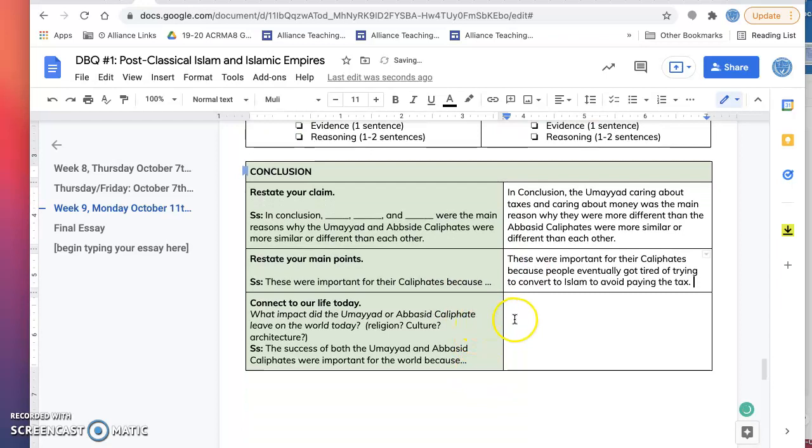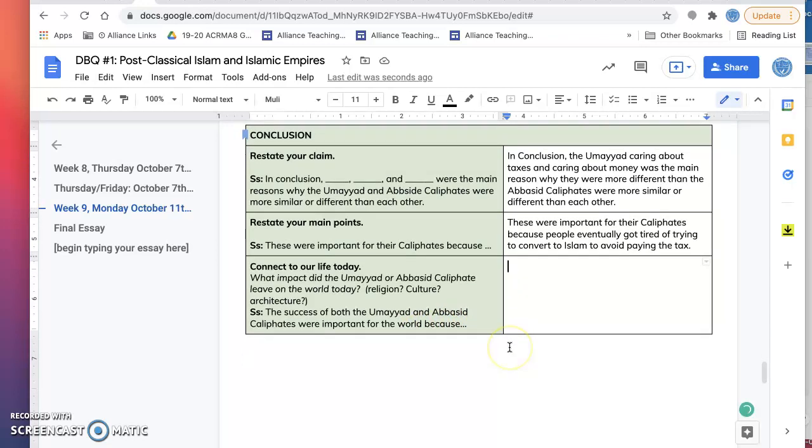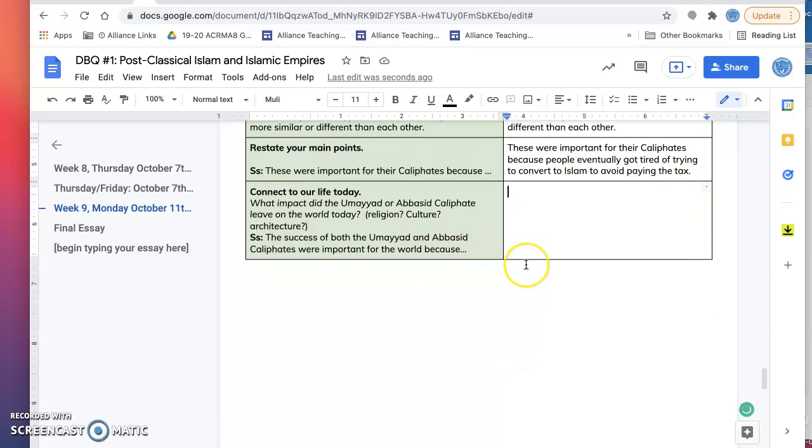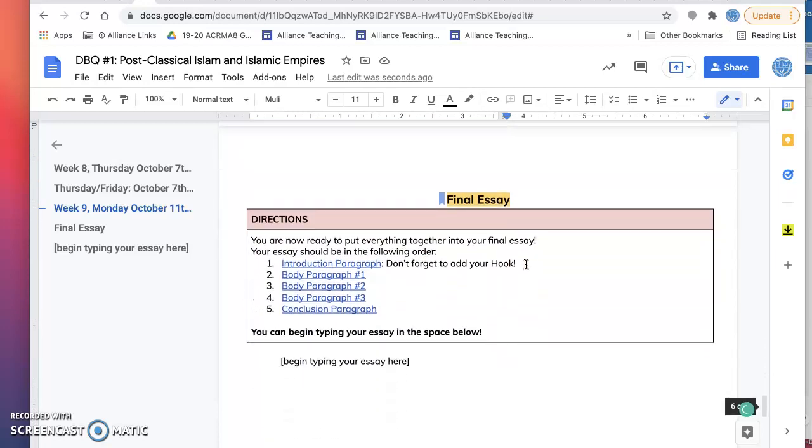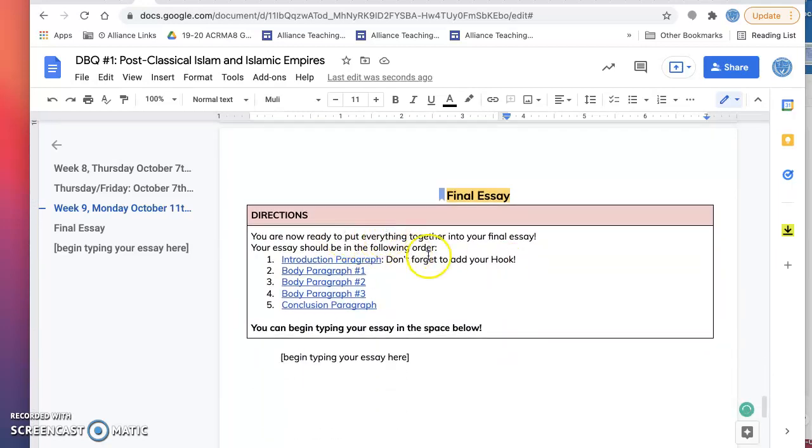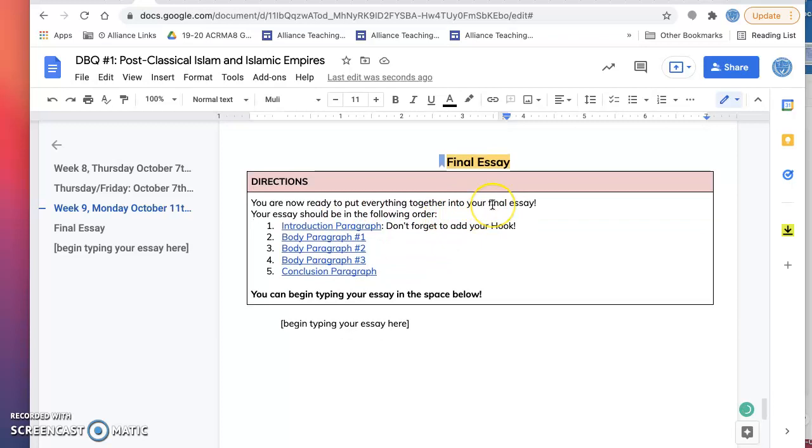And then how would you connect this to our life? What impact did the Umayyad or Abbasid Caliphate leave on the world today? What did they leave? The success of both the Umayyad and Abbasid Caliphates were important for the world because what did these two caliphates do for the world? And then after that, you are now ready to put everything together into your final essay.